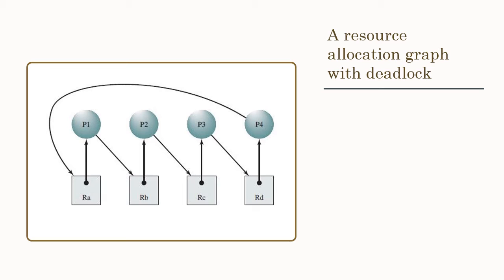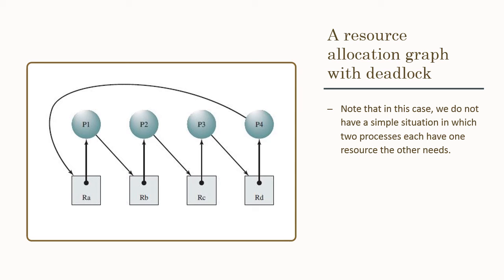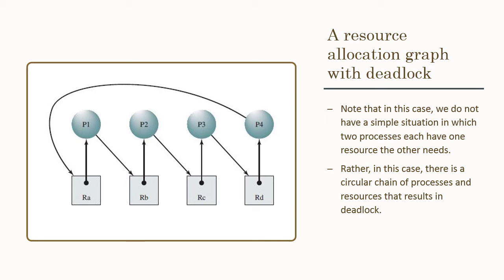Again, we see a resource allocation graph with deadlock. RA is held by P1, which is requesting RB. RB is held by P2, which wants RC. RC is held by P3, which wants RD. RD is held by P4, which wants RA. Note that in this case, we do not have a simple situation in which two processes each have one resource the other needs. Rather, in this case, there is a circular chain of processes and resources that results in deadlock.